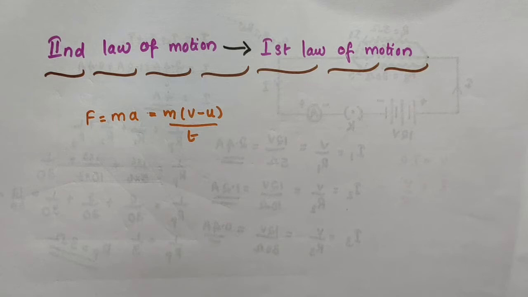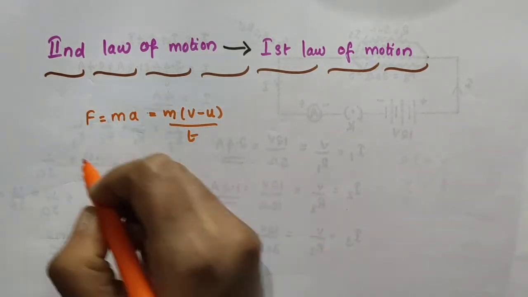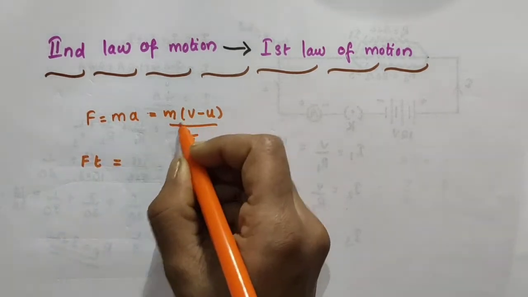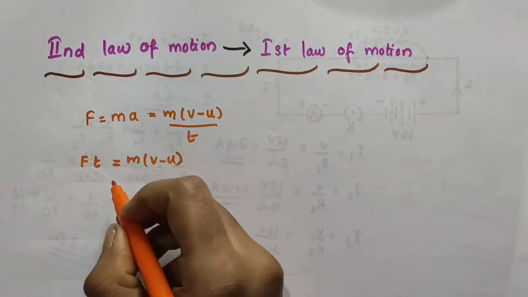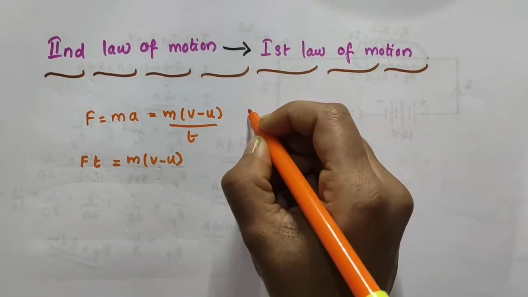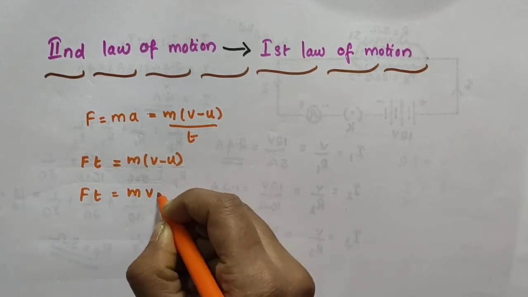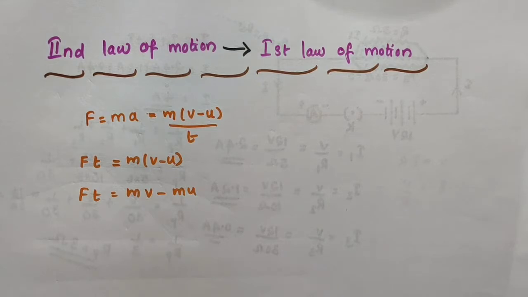Now you see, if I take this t to this side, it goes to the numerator. So we can write F into t equal to m into (v minus u). This can be written as F into t is equal to m into v minus m into u. That is, m v minus m u.